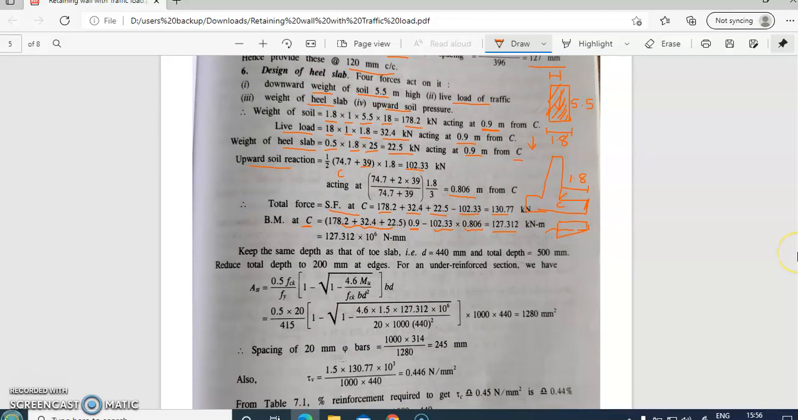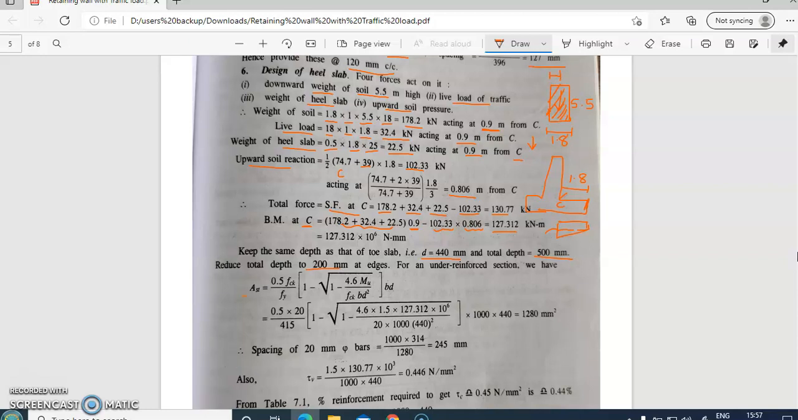You can do a check here to see whether the depth required is sufficient, whether the depth required is more than or less than what we have provided. Previously, whatever we calculated, the moment values were higher than this 127, so this is not done again here. So keeping the depth same as that of the toe slab, that is effective depth of 440, total depth of 500, reduce the total depth to 200 at the edges.